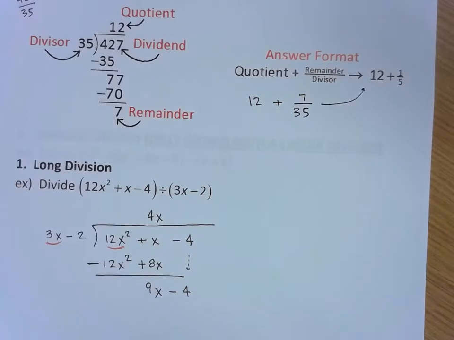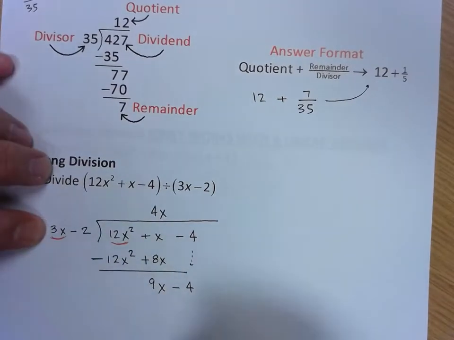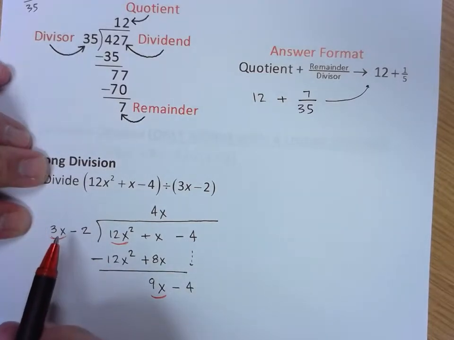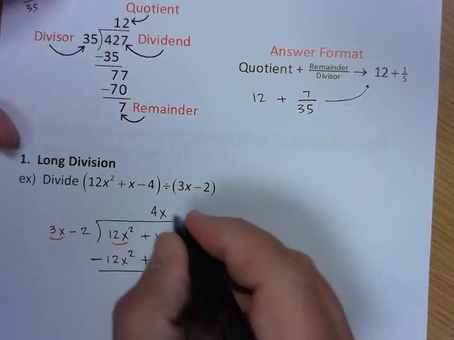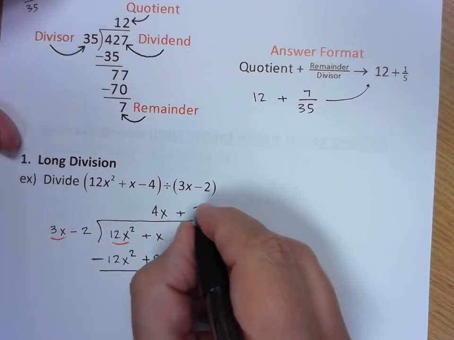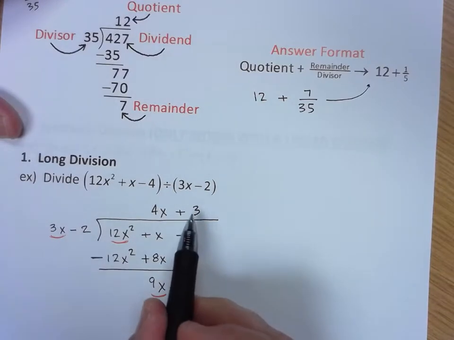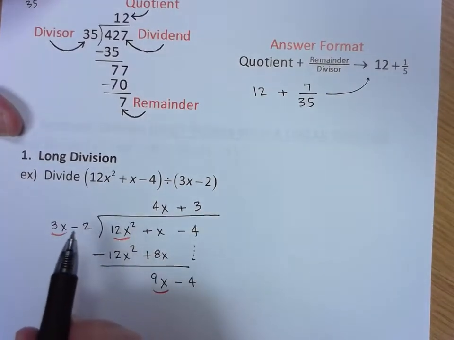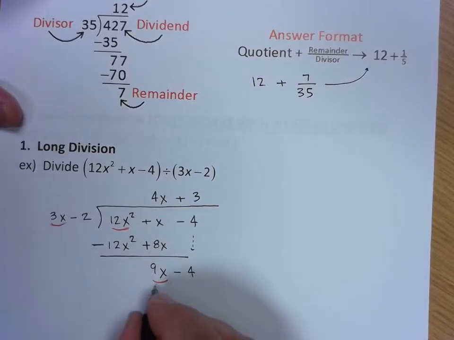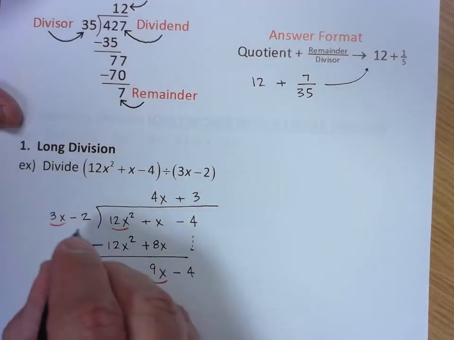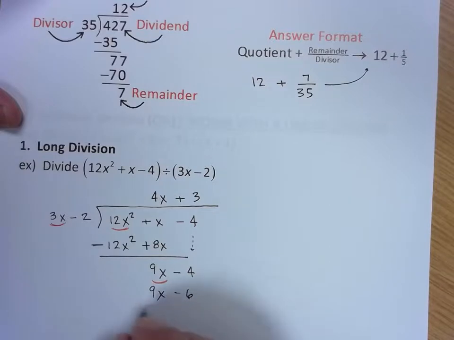And the process starts all over again. You want to compare the first term in your divisor to this first term right here. 3x times what gives me 9x? Well, that guarantees the next part of your quotient is going to be a plus 3. Now you take the 3, multiply it by both terms of the divisor. 3 times 3x is 9x. 3 times negative 2 is negative 6.